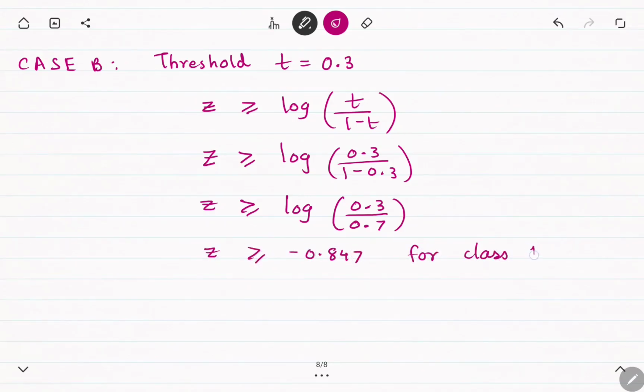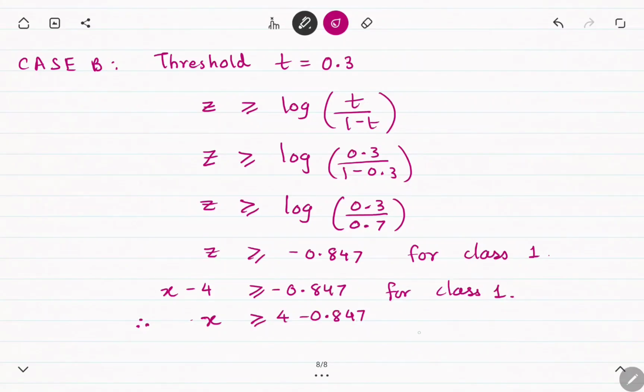But z is equal to x minus 4. So boundary is x minus 4 equal to minus 0.847. So therefore, x is approximately 3.153. So lowering the threshold has moved the boundary left.